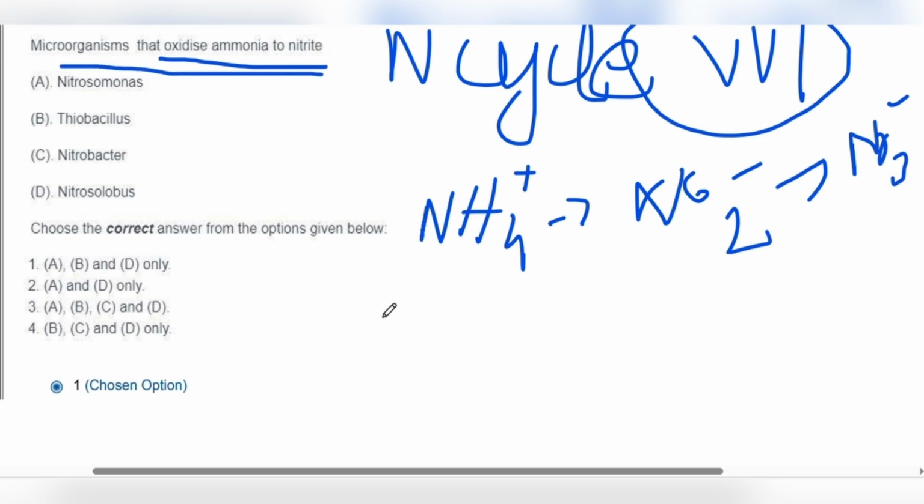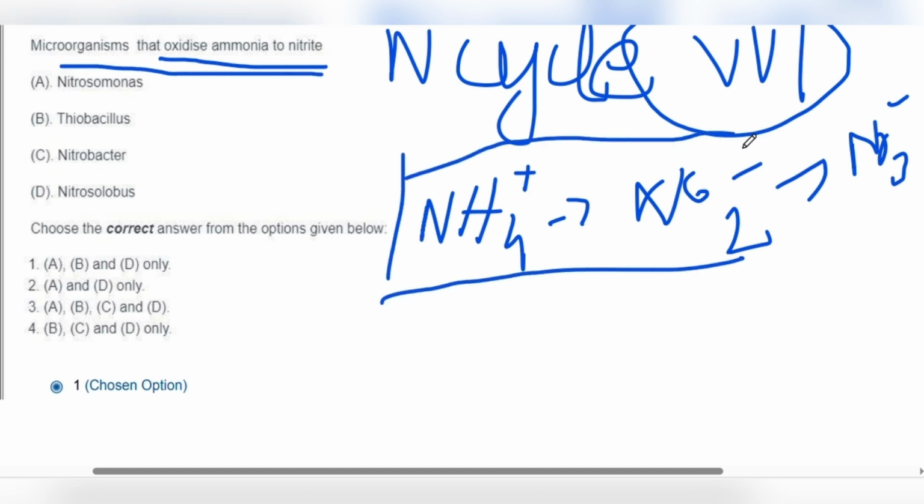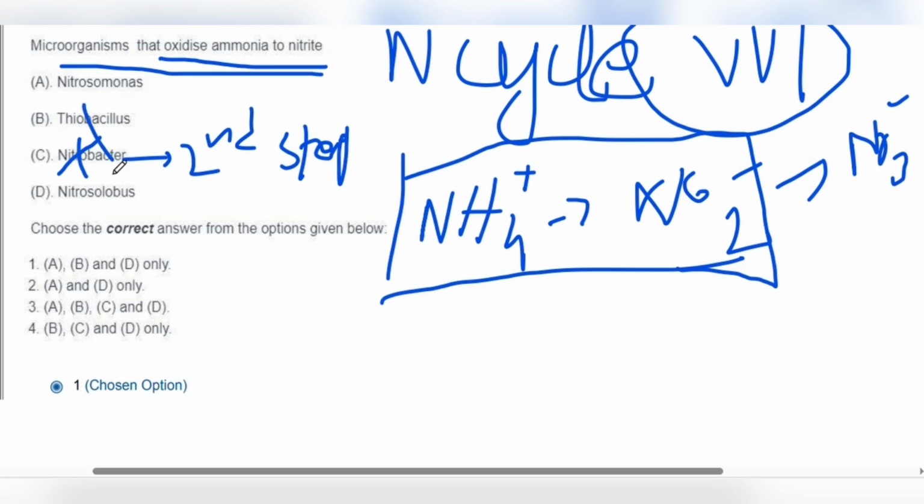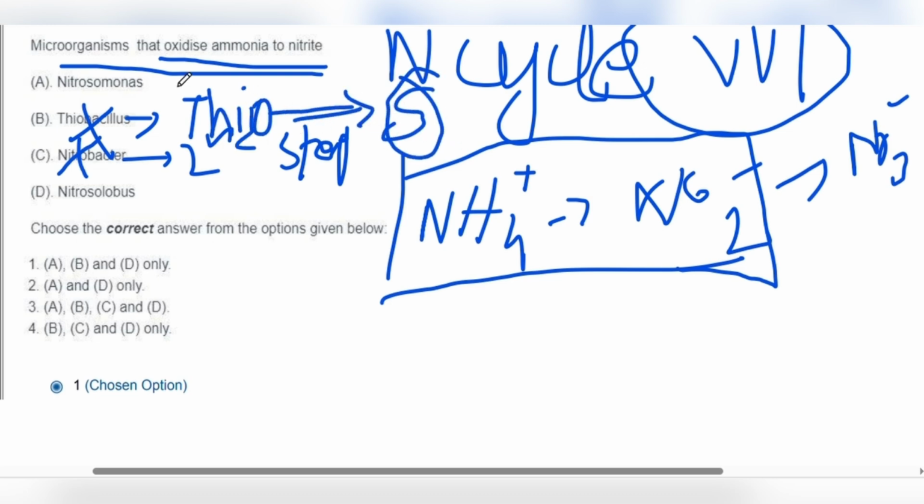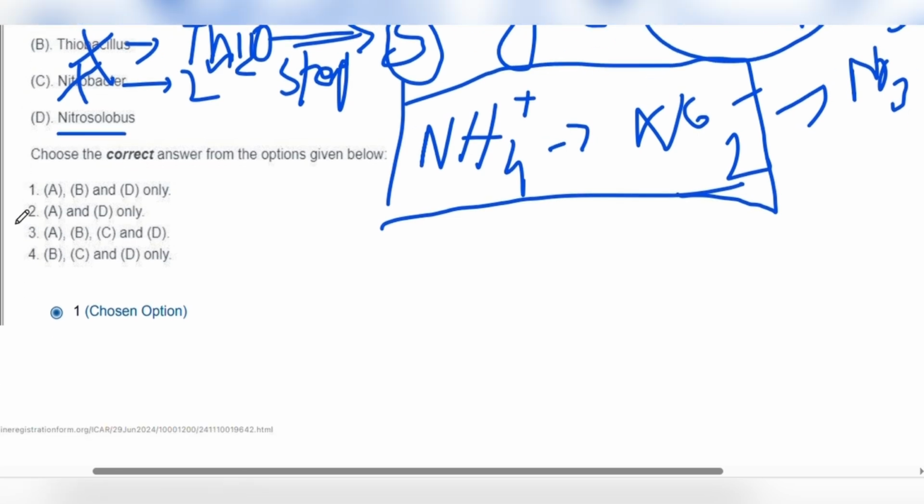So they have asked for this first step. This first step of nitrification, they have asked for the microorganisms responsible for this. So Nitrobacter is no way, because Nitrobacter, we know, is responsible for the second step. And here they have given Thiobacillus. Thiobacillus oxidizes sulfur. You should remember thio, thio. Thio means sulfur. Sulfur related is thio. So Nitrosomonas and Nitrosolobus. A and D only. The answer is option 2.